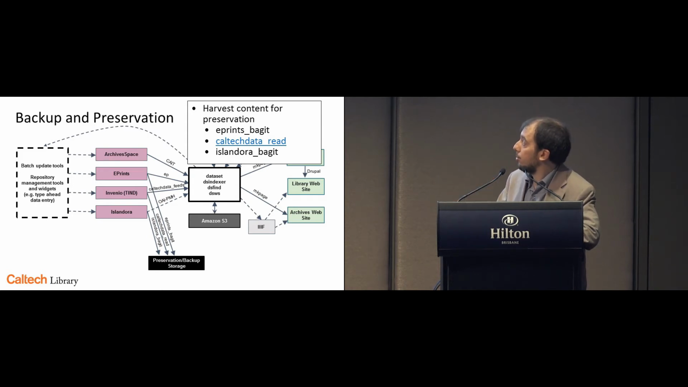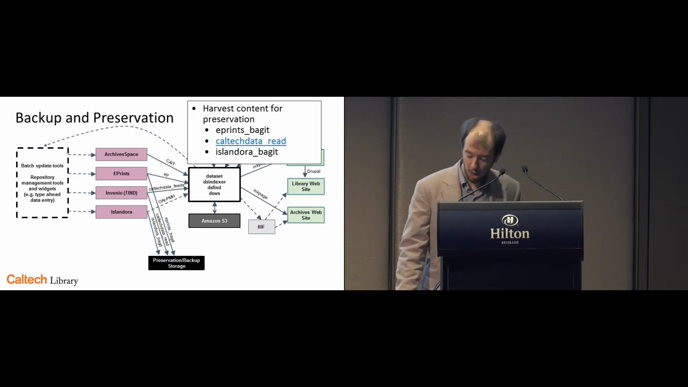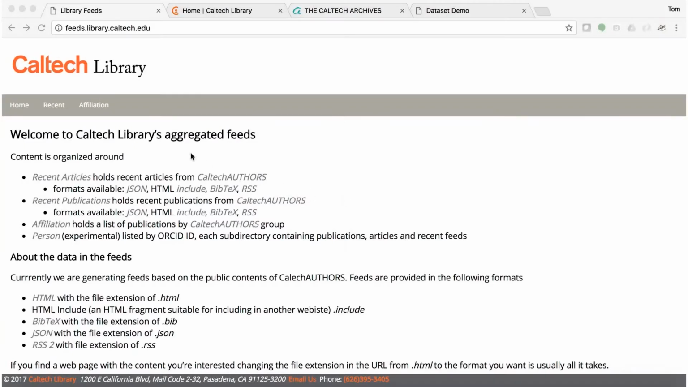And so we've got a little package called CaltechDATA Reader, which again uses the APIs to process all that data together. So again, because we're using kind of an API-based management model for our repositories, we can both get data in and get data out of all the systems and then do stuff with it. So I'll show you a couple of those applications now.